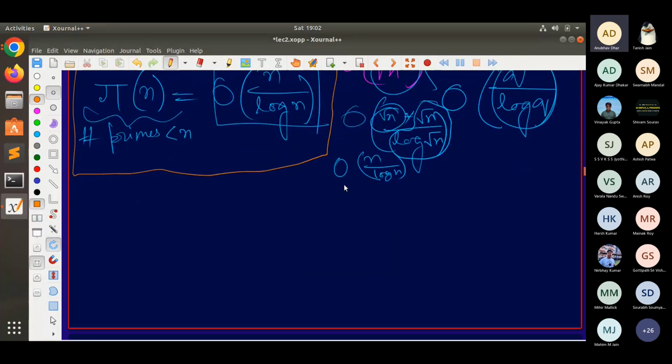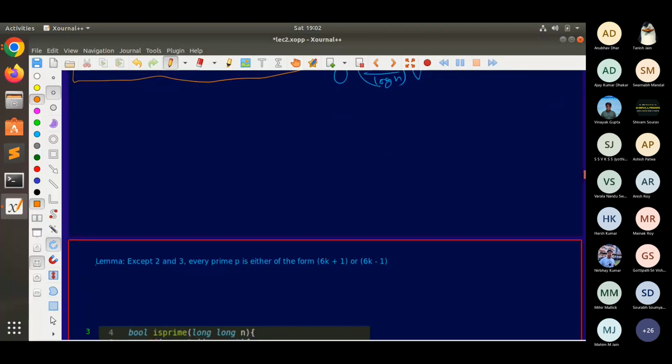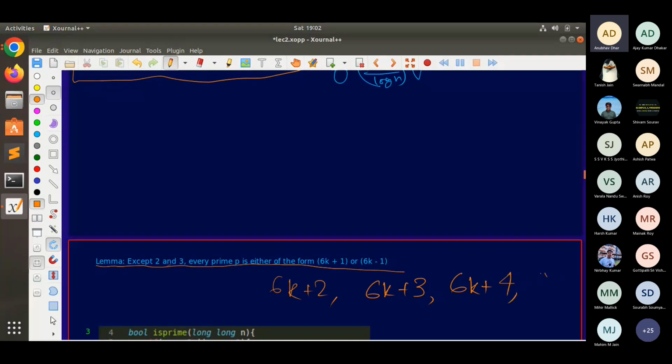Anyway, I'll be moving on to another optimization. So here I have stated a fact. Can anyone prove this to be true, or can anyone come up with a counterexample? Any suggestions? 6k plus 3 and 6k plus 4 are always divisible. 6k plus 4 and 6k itself.